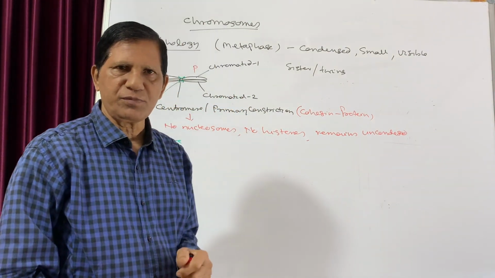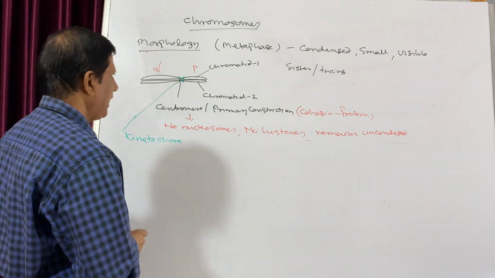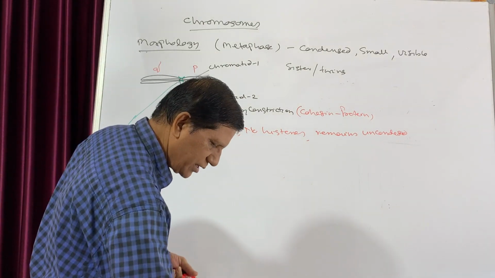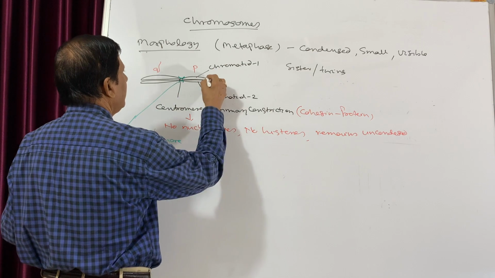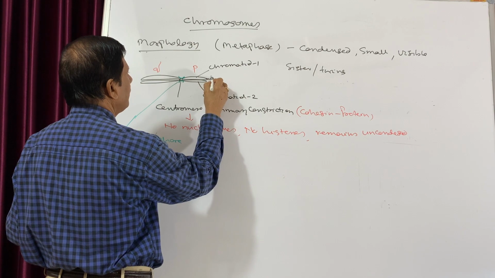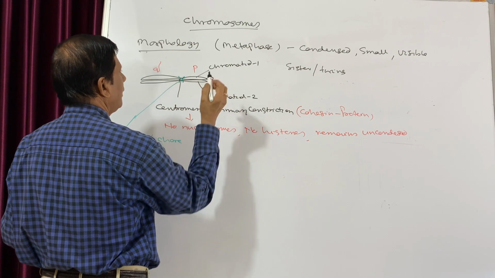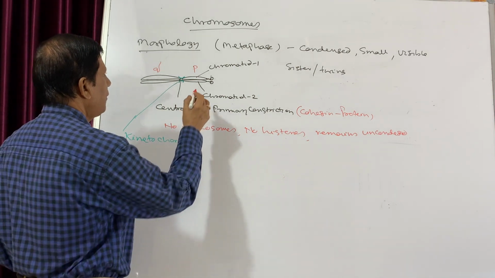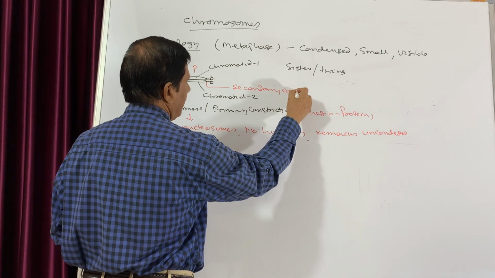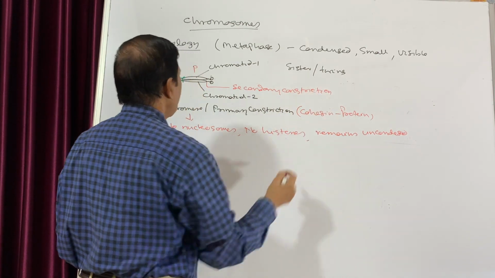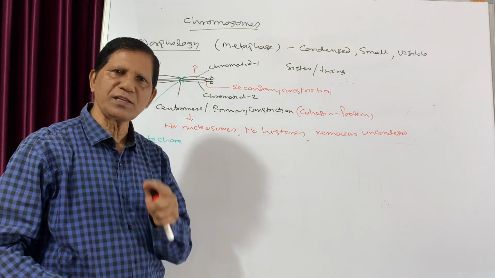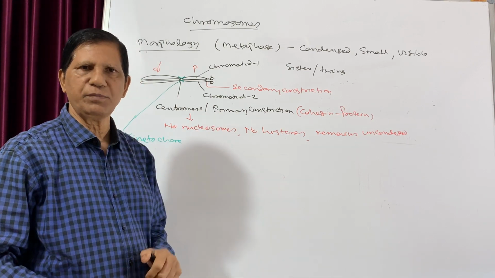In some specific chromosomes, in addition to this primary constriction, there is also a secondary constriction, like this. This is known as the secondary constriction. The secondary constriction is not present in all chromosomes. Only certain specific chromosomes, known as marker chromosomes, have it.